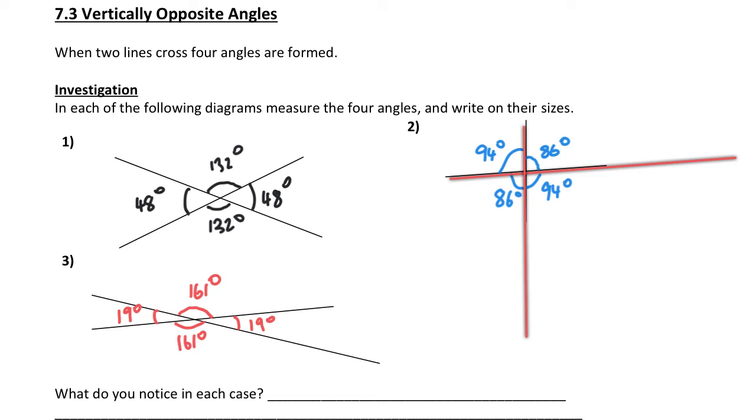But what we notice about them in each case, there's a couple of different things we might notice. So the first thing is that the opposite angles are equal. And we might also notice that each pair of angles, so the angles that are beside each other, so the 132 and the 48, the 94 and the 86, 161 and the 19, and in fact it doesn't matter which pair we choose, so the 48 and the 132, the 94 and the 86, they all add up to 180 degrees. So angles beside each other add to 180.